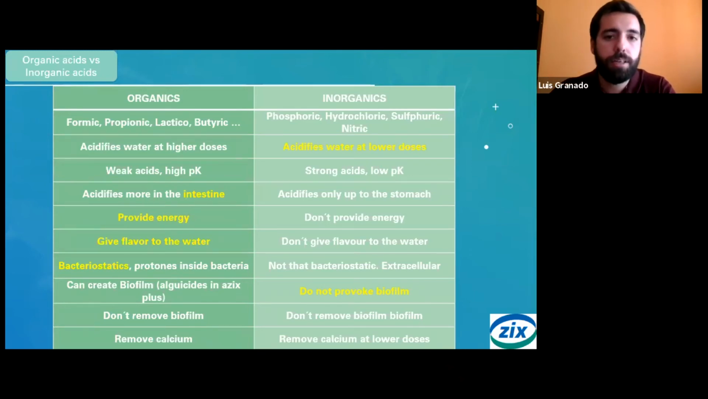In regards to the organics, which we have talked a little bit more, they basically acidify water at higher doses. They are less cost effective if we are looking to just decrease the pH. However, inorganic acids acidify the water at lower doses, and therefore, if your only objective is just decreasing the pH, the inorganic ones will be your choice. Organic acids are weak acids with high pKs. Inorganic acids are strong acids with low pKs, right?